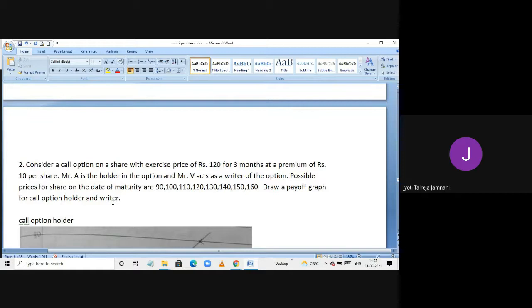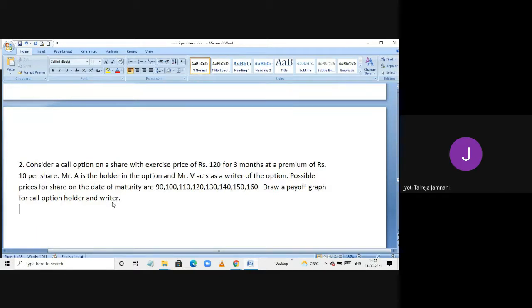So consider a call option on a share with exercise price of 120. So we will write down all this. Exercise price is equal to 120, for a 3 month, at a premium of rupees 10 per share. So premium is rupees 10.